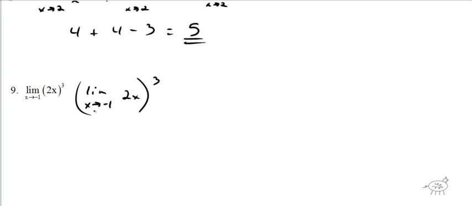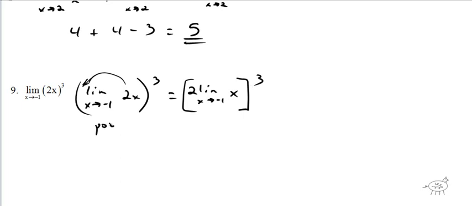So I pull that on the outside of the whole limit, and then I can do one more step here. I can say limit as x approaches -1, and actually I'm going to put the 2 in front of that because it's a constant multiple rule. I'm going to pull that out to the outside here, and then I'll have just x, because I pulled that out, and that's to the third power. So basically this one here I did the power rule, and this one I did the constant multiple rule.